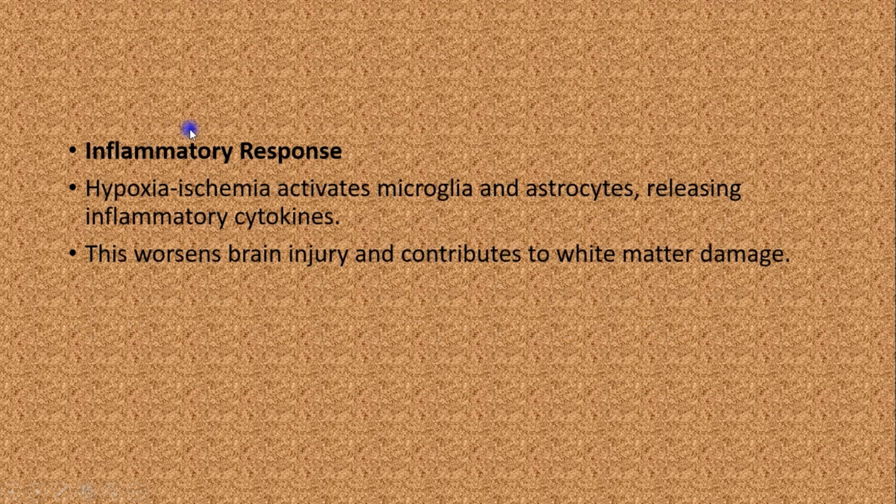Now we have the inflammatory response. Hypoxia ischemia activates microglia and astrocytes, releasing inflammatory cytokines. This worsens brain injury and contributes to white matter damage.